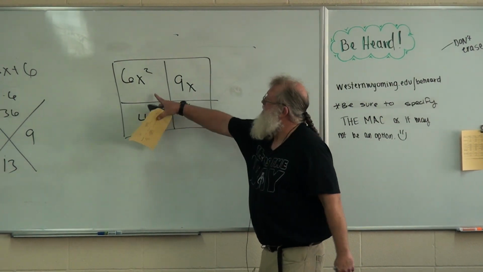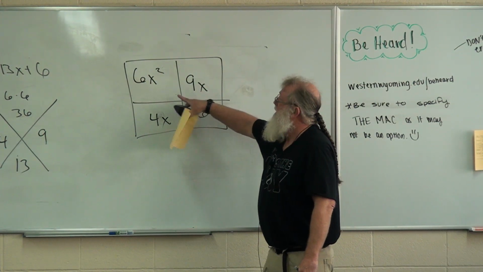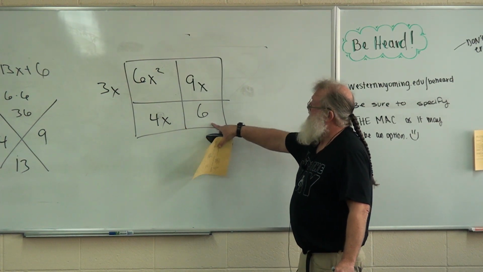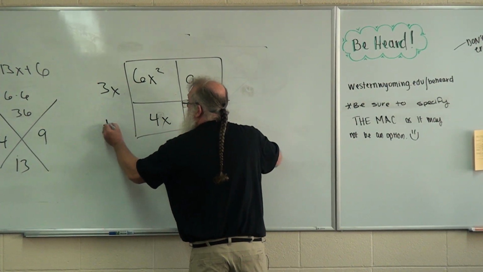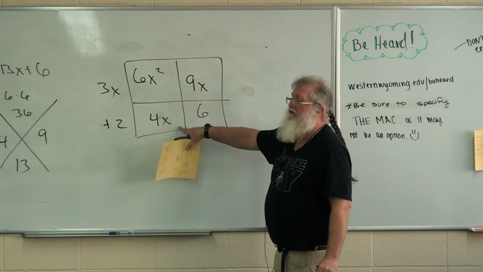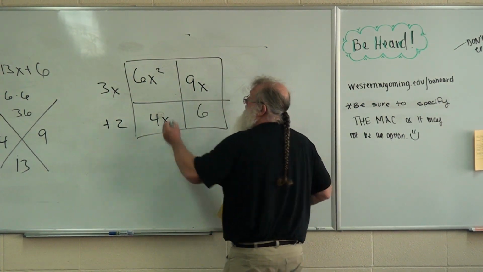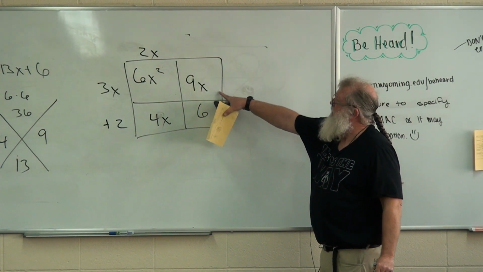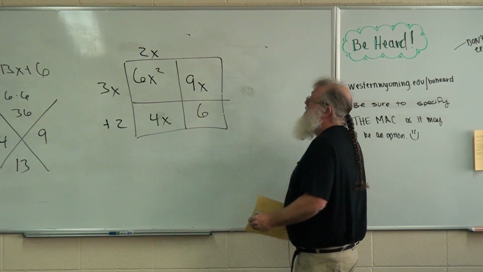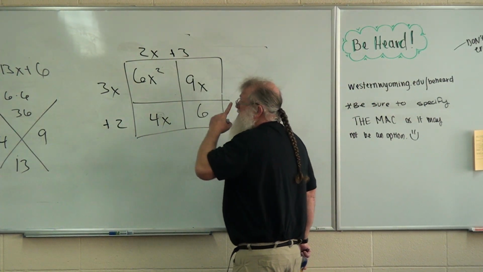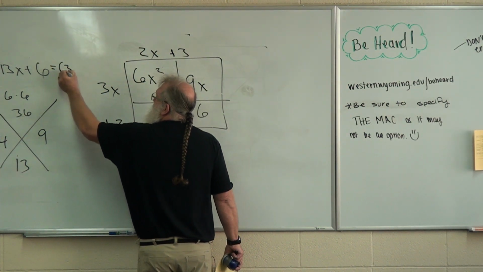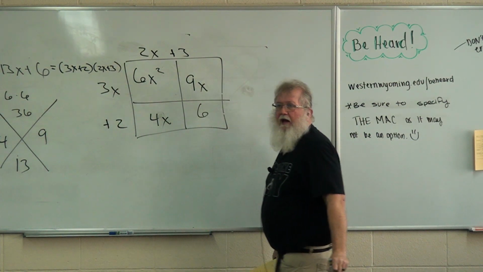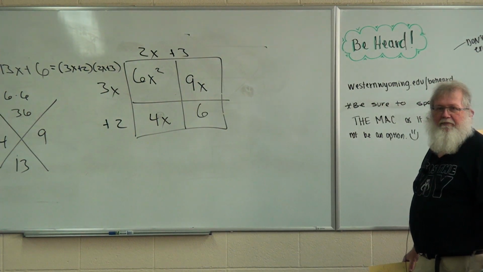All right, 6x squared and 9x. Well, what's common there? 6 and 9 have what? A common what? 3x. 4x and 6 have a common what? 2. 6x squared and 4x. 6 and 4 have a common what? Factor of 2. And then what? We have an x. And then 9x and 6. 9 and 6 have a common factor of what? 3. So what is this factoring? This factoring is 3x plus 2, 2x plus 3. And it just kind of falls apart like that.